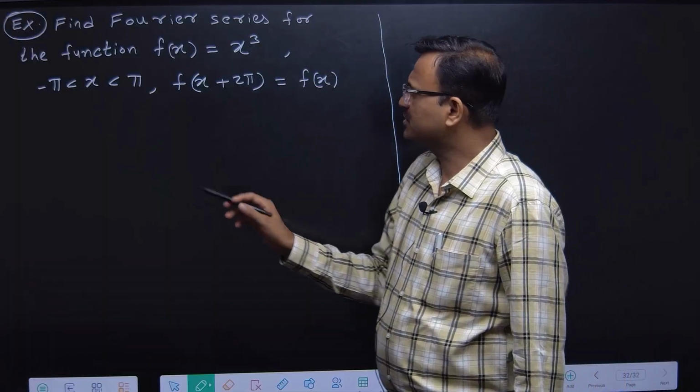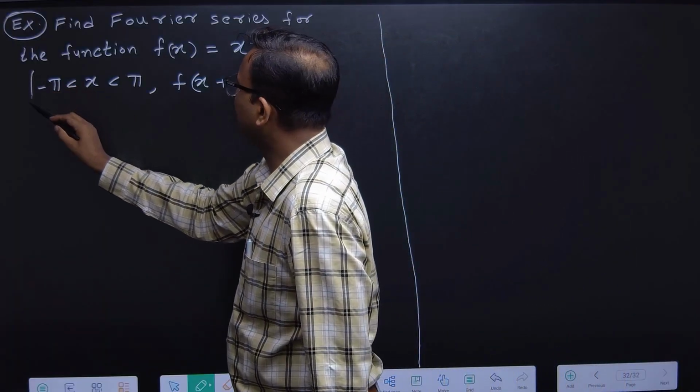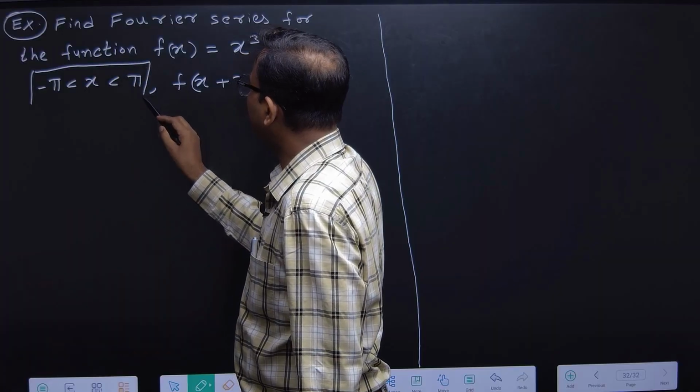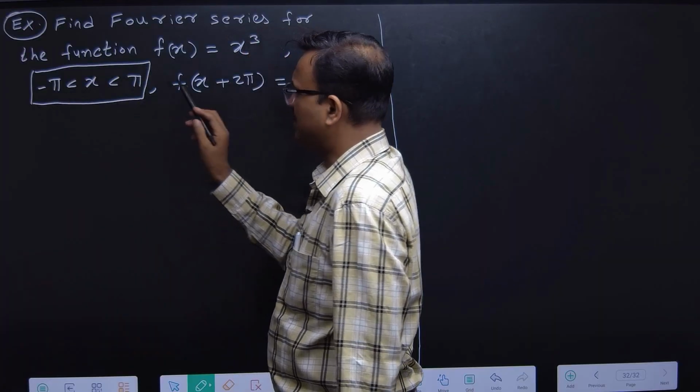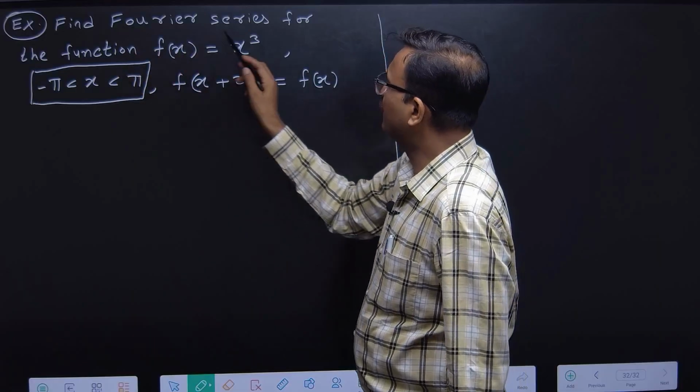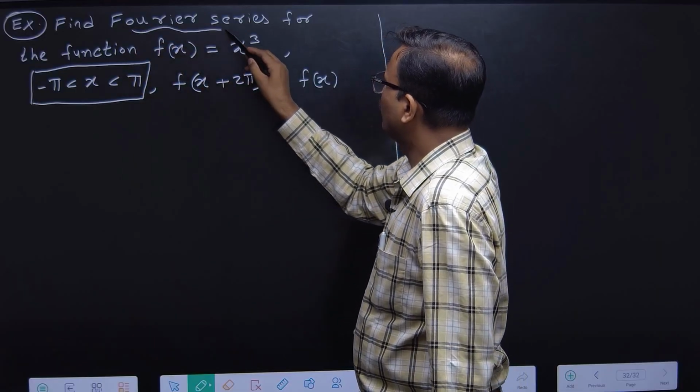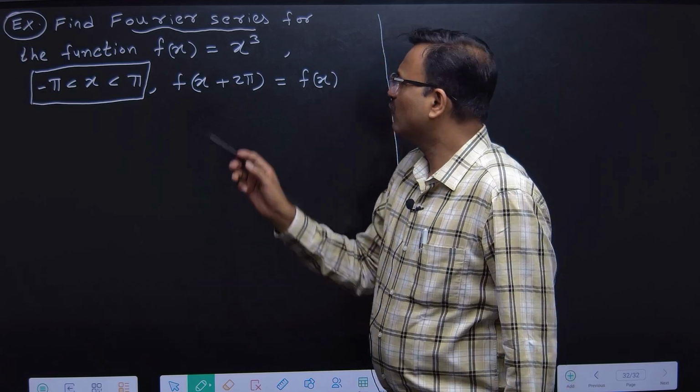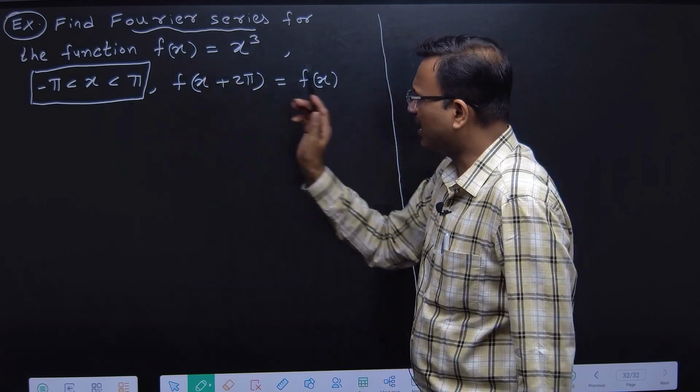What is important for us is the interval. Here it is given that f of x is x cube in the interval minus pi to plus pi. See, the question is find the Fourier series. It is asked to find the Fourier series or Fourier expansion for the function f of x is x cube in the interval minus pi to pi.